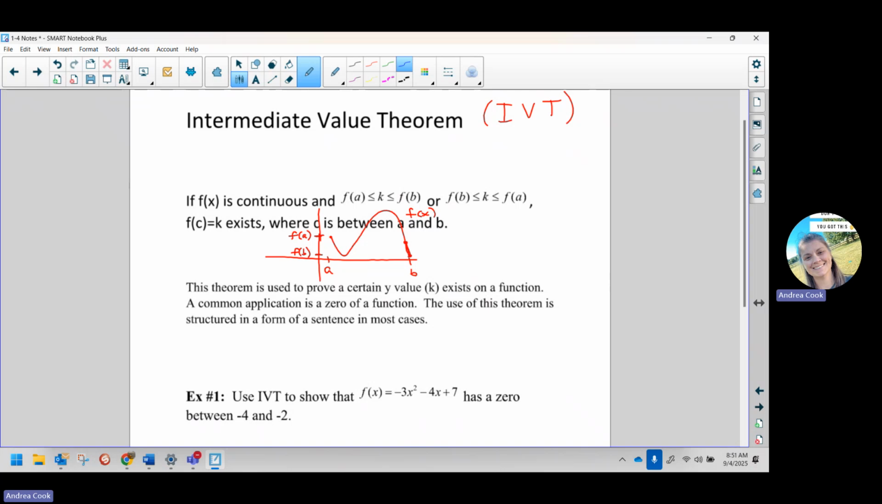If I have some K that's between those two, so between here, I put in a K. The function will equal that at least one time. So F of K exists. So like right here, at that C, if I plug C into F, I get K.